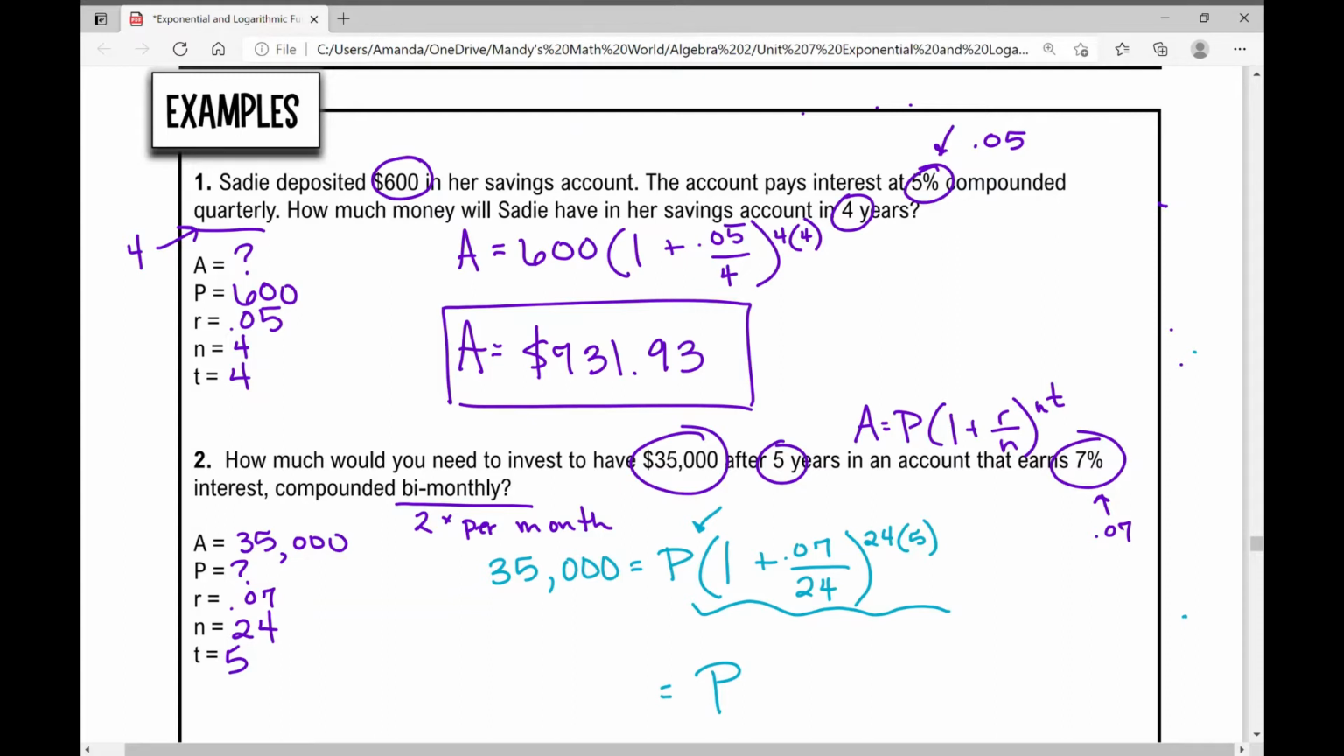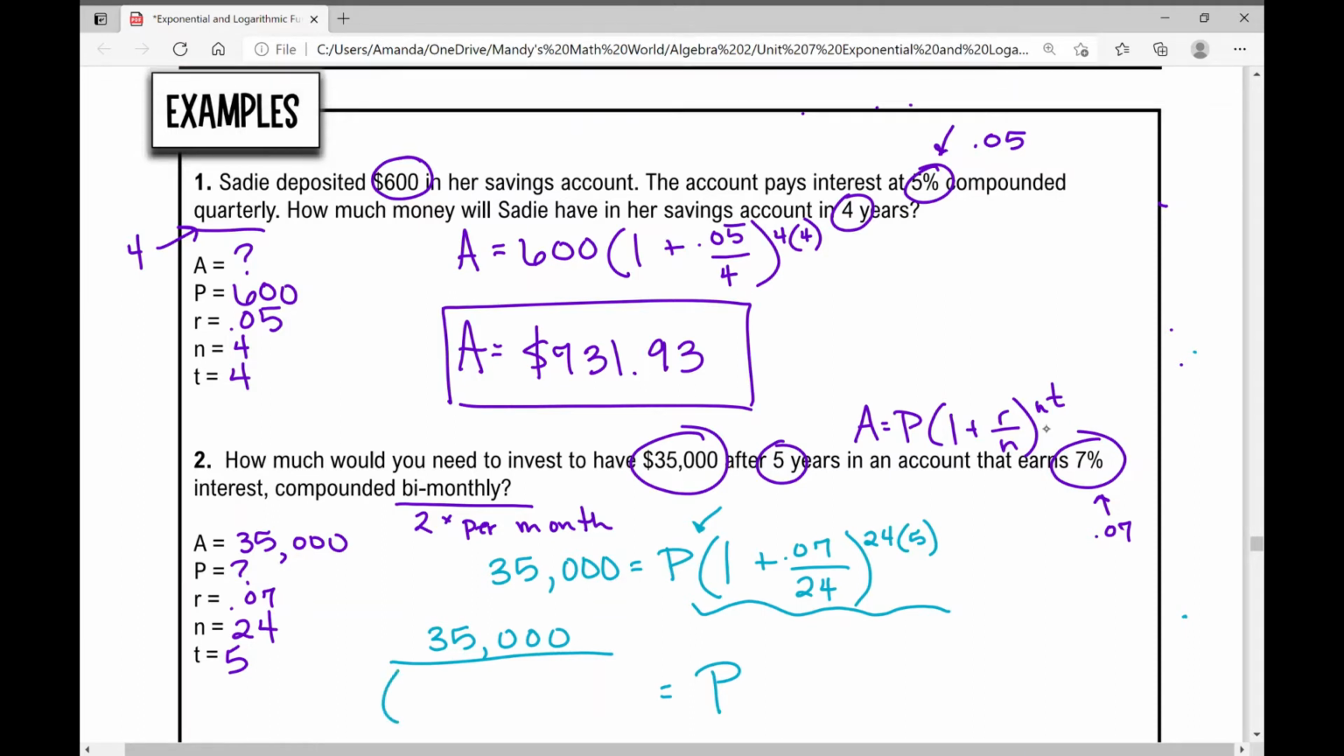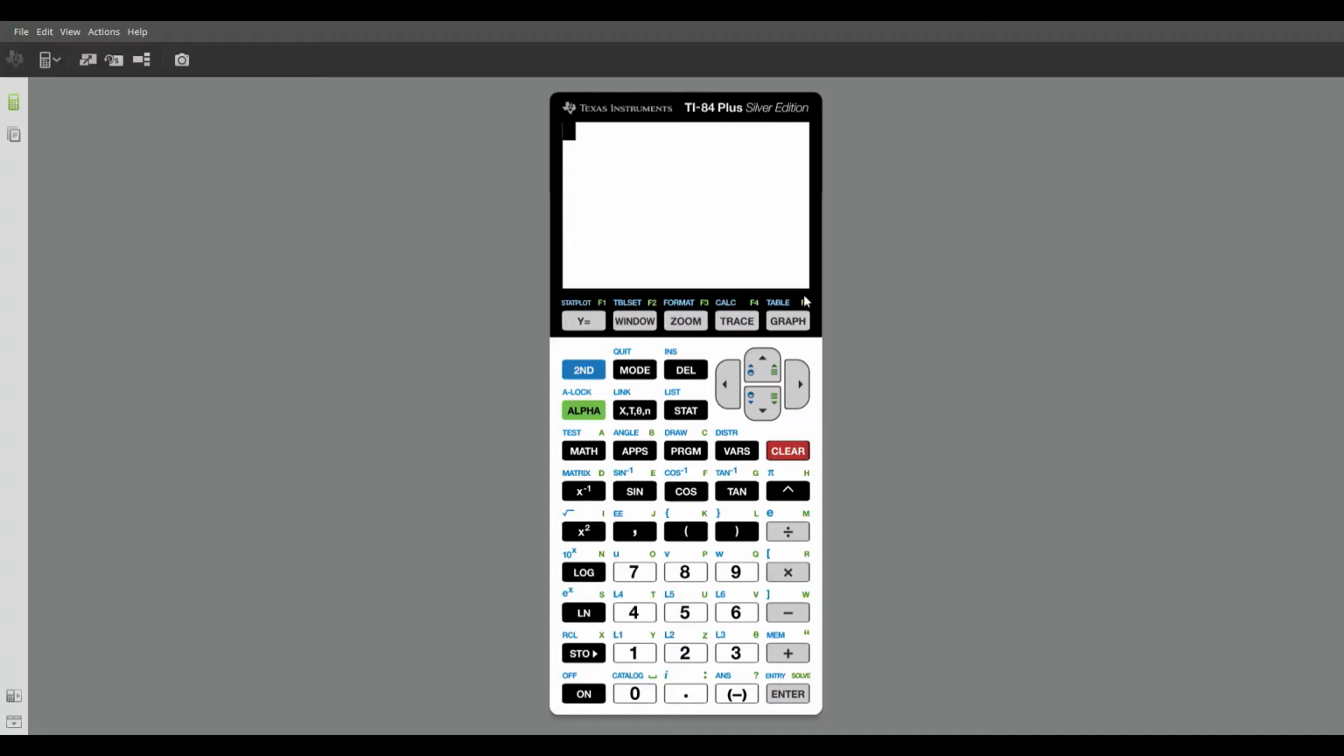But what I'm going to do is rewrite that entire expression on the left side of my equal sign. So that's going to be 35,000 divided by that entire expression, which is 1 plus 0.07 divided by 24 raised to the power of 24 times 5. And now I'm going to show you how to plug this into your graphing calculator. This next problem is pretty tricky. Remember, when you're in upper level math, you don't want to round anything until the very, very end of your problem if necessary. So we're actually going to enter in this very large expression into our calculator, and I want to make sure that you enter it in correctly.